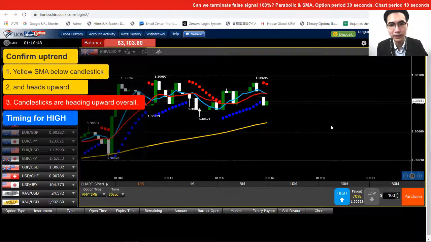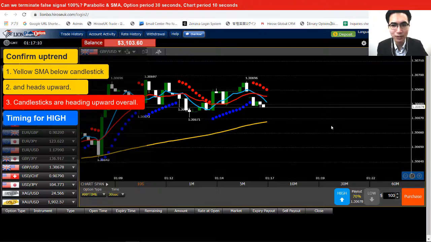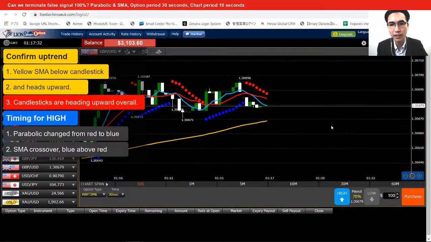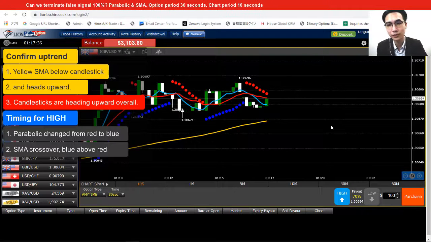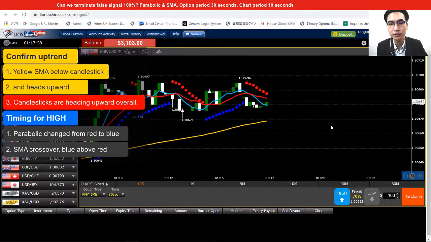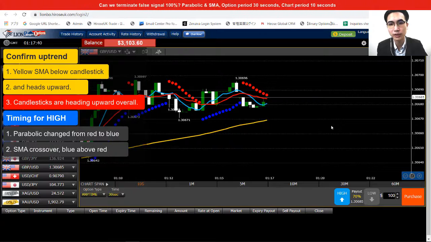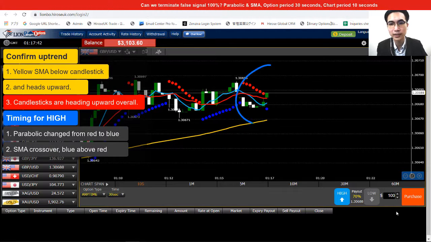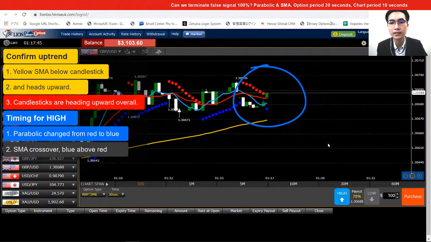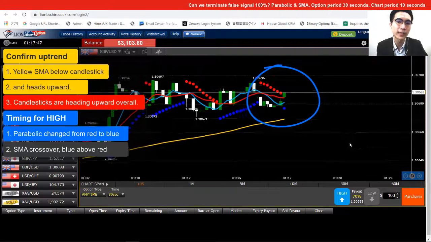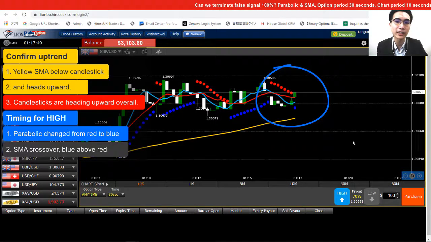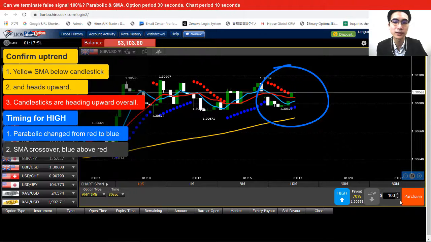Okay, so zoom in a little bit, and now I'm just waiting for the parabolic to give me a bullish indication, which I need this red dot to change to a blue dot, and there we go, it changes. And the next thing we're waiting for here is the simple moving average, the blue and red simple moving average.